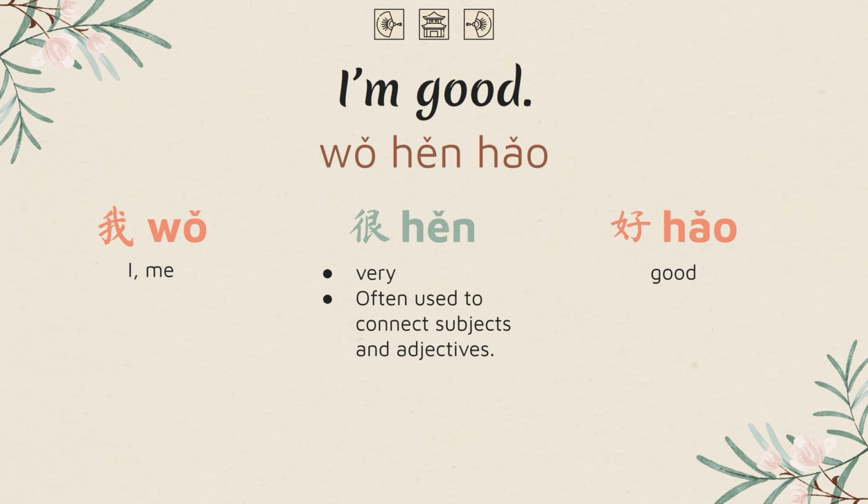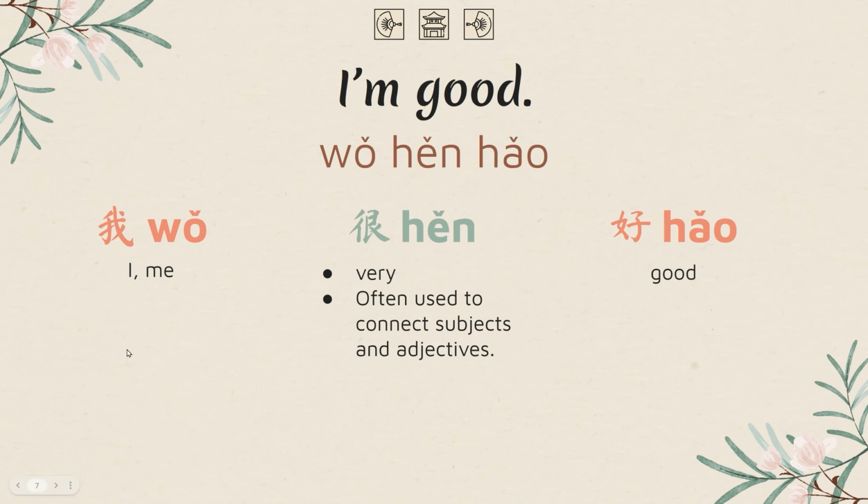Yeah, there's no "to be" in it. I'm literally saying "I very good" instead of "I am very good." This is one idiosyncrasy with the Chinese language, that we don't always need "to be" with adjectives. We just need a topic and a comment. So here the topic is 我, I, and then the comment is 很好, very good.